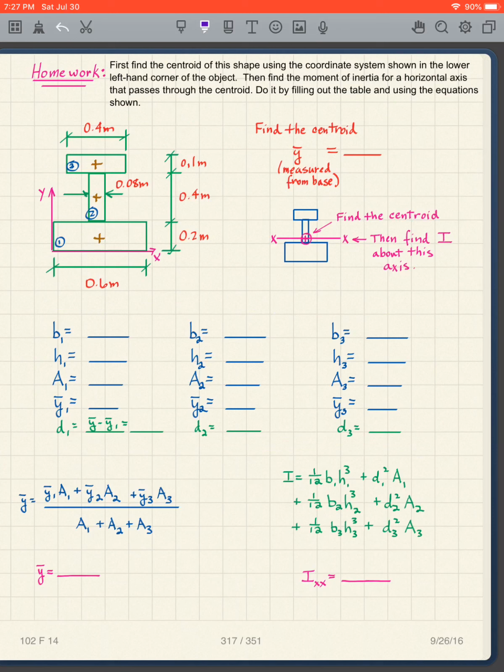This is area 1, this is area 2, this is area 3, and all you have to do is write B1, H1. So what is that? I'll get you started. 0.6 times 0.2. And then A1 is what? It's 0.6 times 0.2. And then y bar 1, what is that? Again, that's the distance to the centroid of the area we're considering, the distance from the base down here to the centroid. Now, for this one, it's this distance.